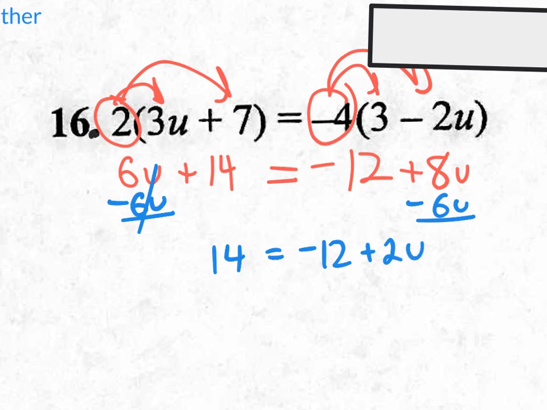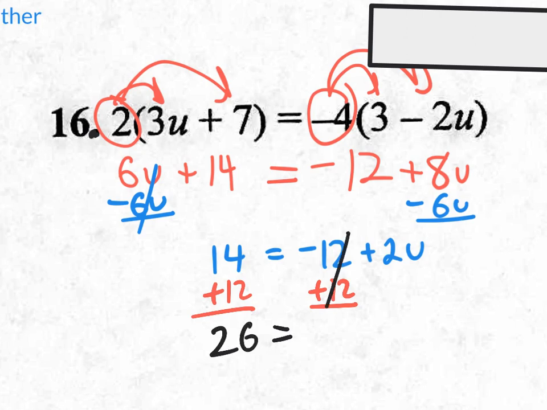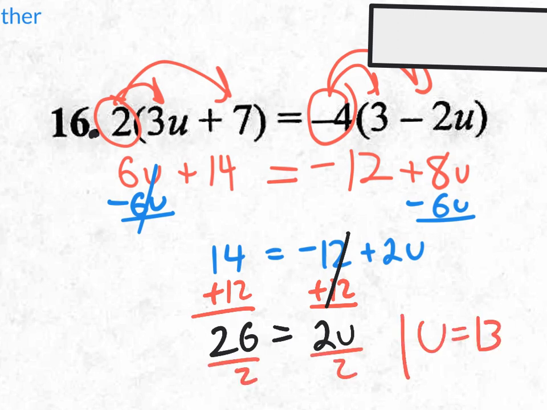So I still need to get the u by itself right here. So I want to get rid of that minus 12 by adding 12 to both sides. And on the left side, I will get 26. On the right side, I have the 2u left over. Final step is to divide both sides by 2. U equals 13.